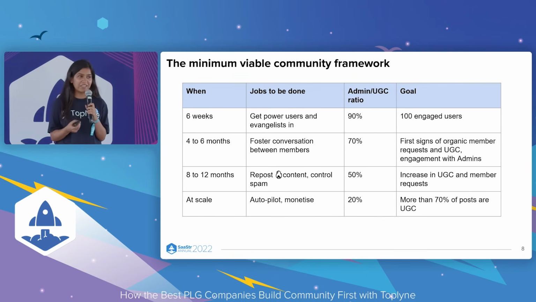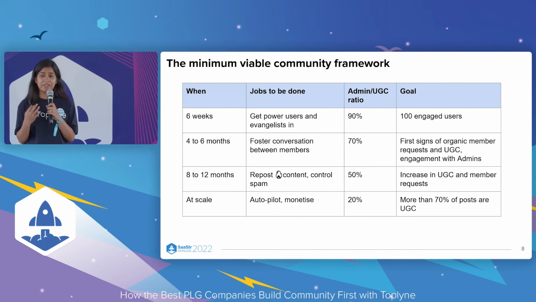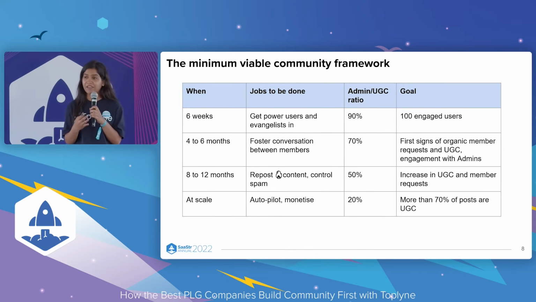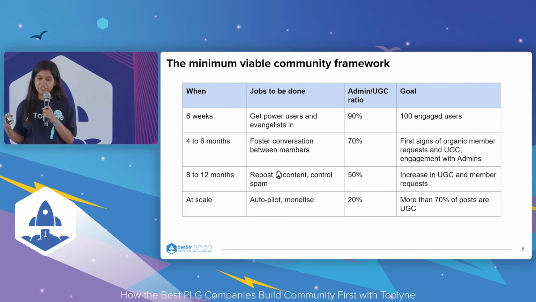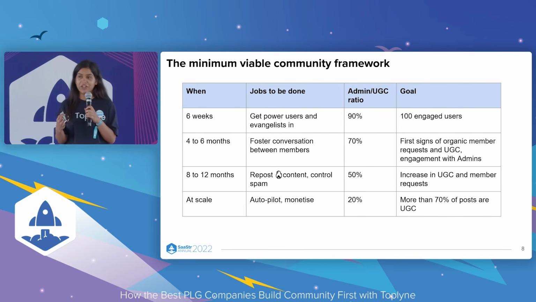And at scale, basically, you're at autopilot. At this stage, your job is to basically farm your community and derive the economic value that you started the community for in the first place. And at this stage, no more than 70% of the content generated should come from admins.